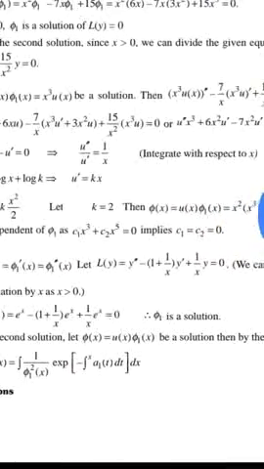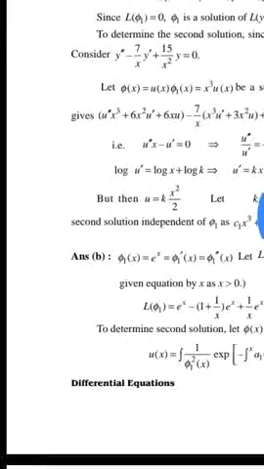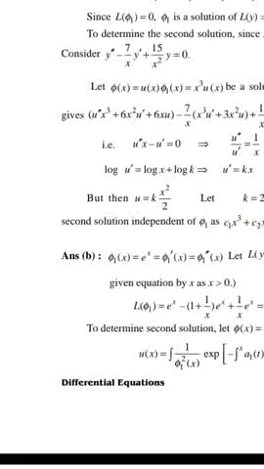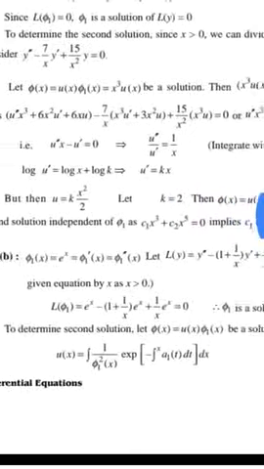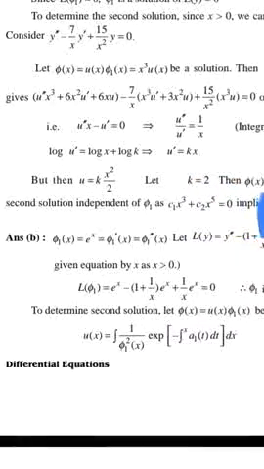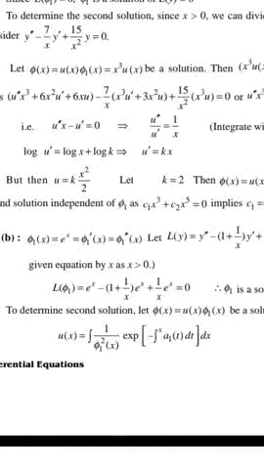That is, u double dash x minus u dash is equal to 0. U double dash divided by u dash is equal to 1 by x. Integrate with respect to x. Log of u dash is equal to log x plus log k. Therefore u dash is equal to kx. Therefore u is equal to kx square by 2. For k is equal to 2.